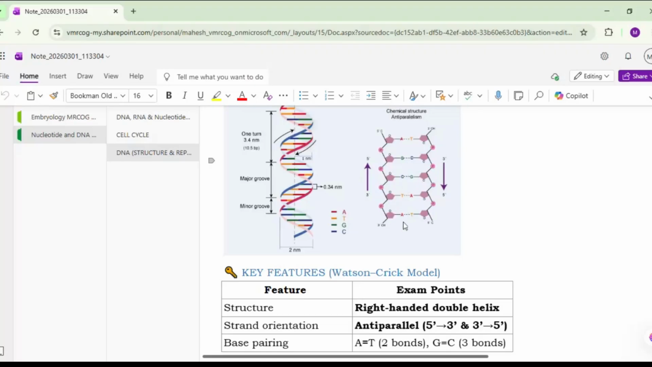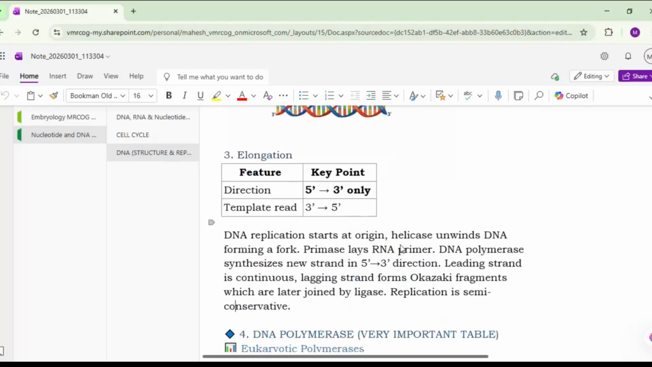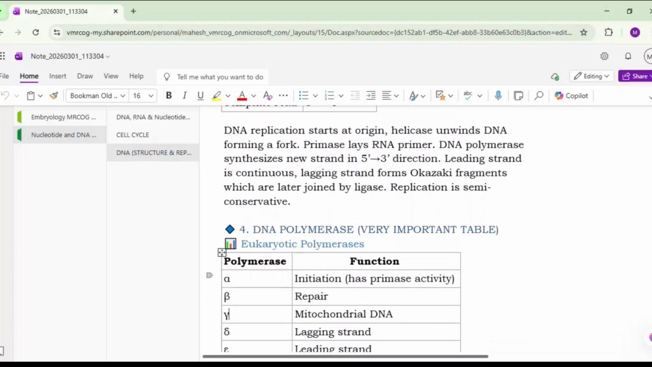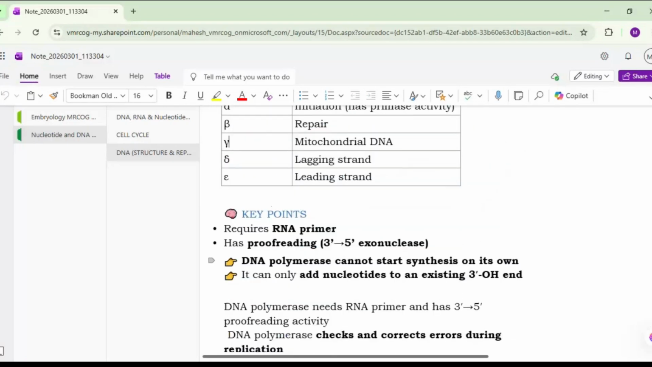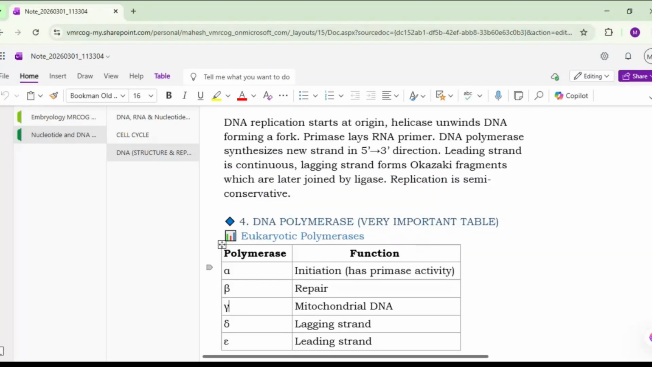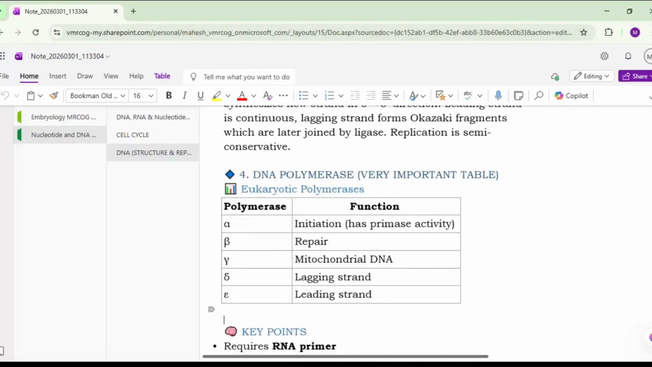Okay, and then there is a leading strand, and then there is a lagging strand. Okay, for leading strand, what is there? For leading strand, it is in a continuous manner. The activity is in the continuous manner, while lagging strand, there is a discontinuous manner, and the lagging strand will have the Okazaki fragments. Okay, so there are different DNA polymerases, that is alpha, beta, gamma, epsilon, delta, etc.